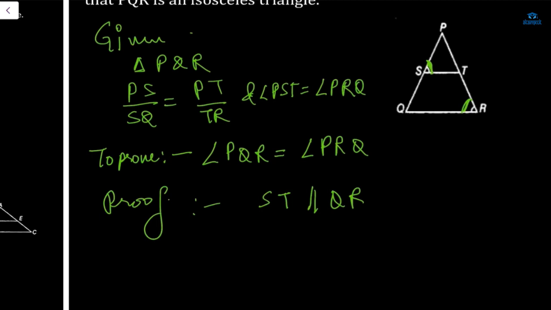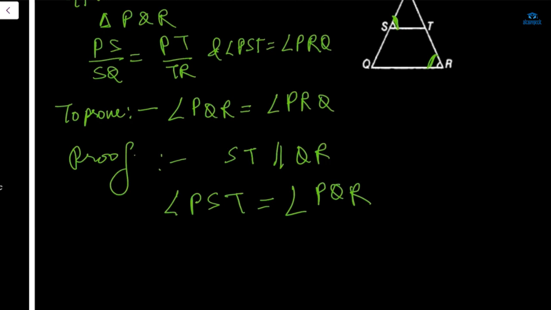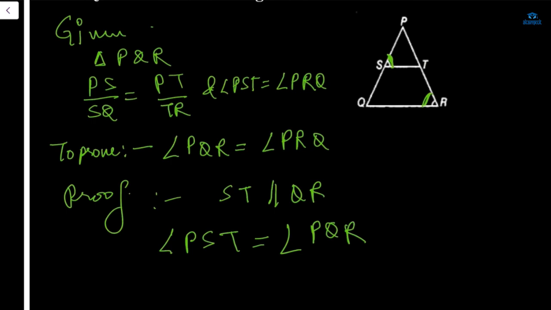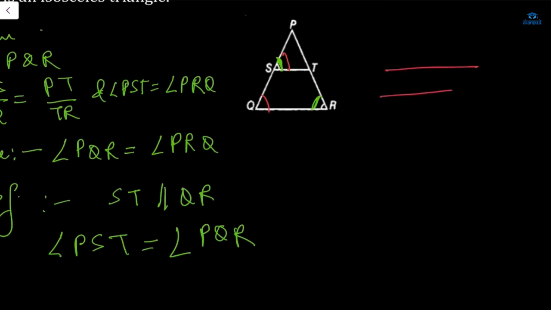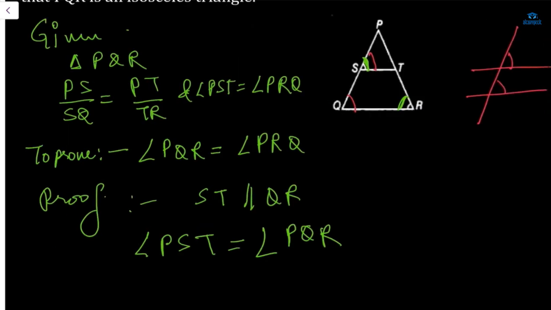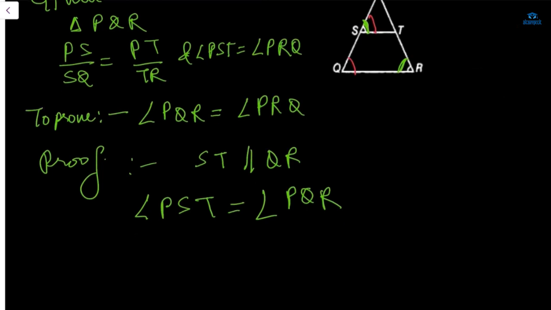Now, if ST is parallel to QR, you can say that angle PST is equal to angle PQR, because both the lines are parallel, so corresponding angles are equal. I am talking about these two angles, this angle and this angle. They will be equal. Yes or no? Corresponding angles. When a line passes through parallel lines, this angle is equal to this angle. Yes, ma'am, I understood that. Corresponding angles of parallel lines are equal. I'll write: because corresponding angles are equal.